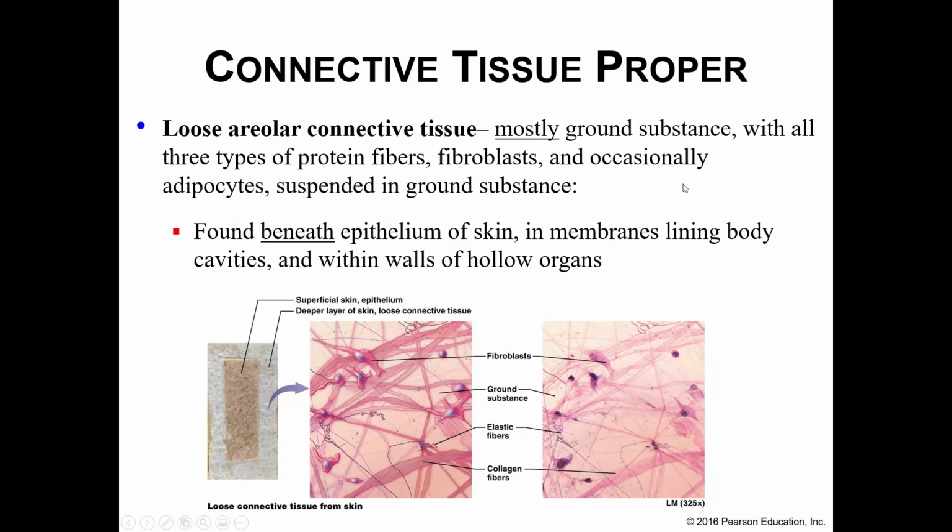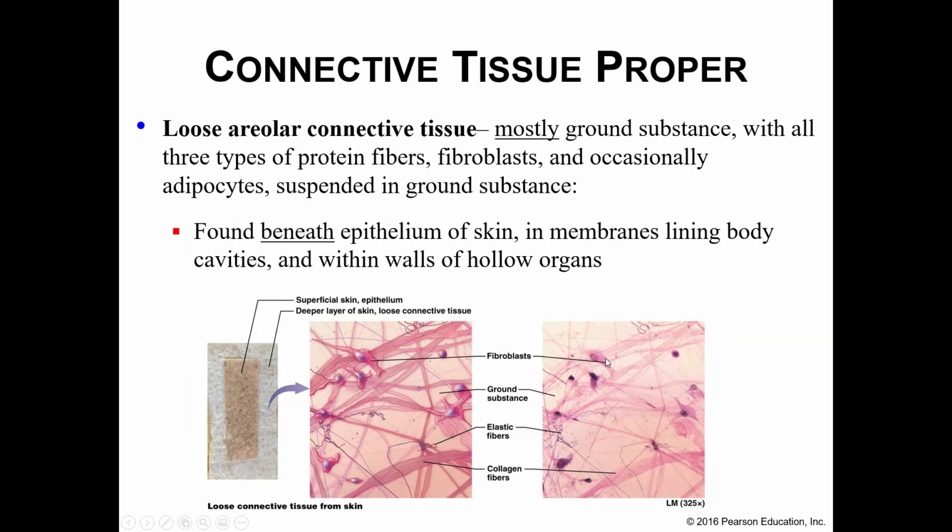This is mostly ground substance, so you'll see a lot of quote-unquote empty space within these tissues. You do find all 3 fiber types. You find fibroblasts very readily. Every once in a while you'll see an adipocyte. Probably more often you won't, but they could be there. And then everything is kind of suspended in the ground substance that we've mentioned previously.